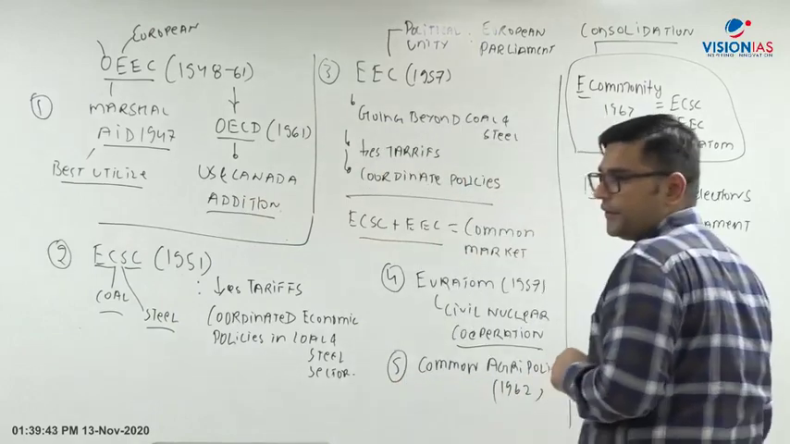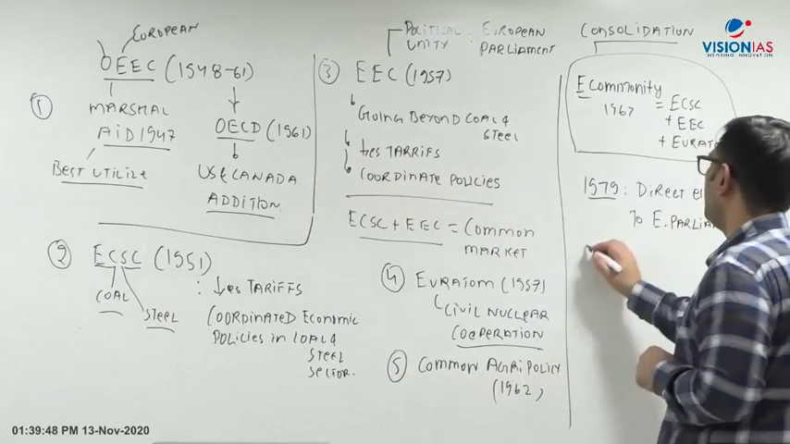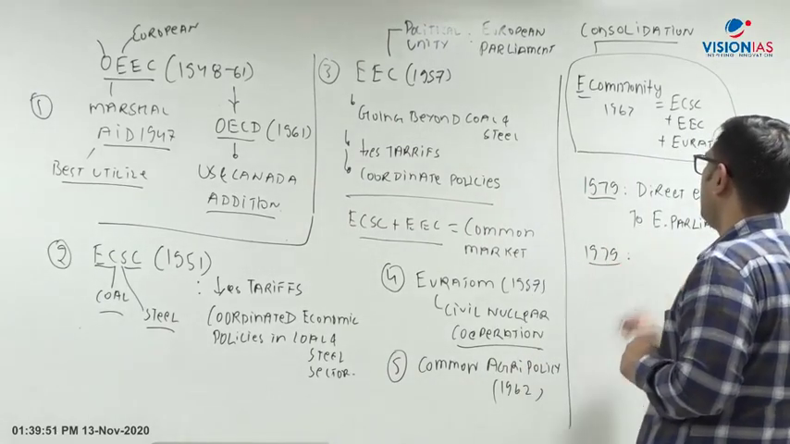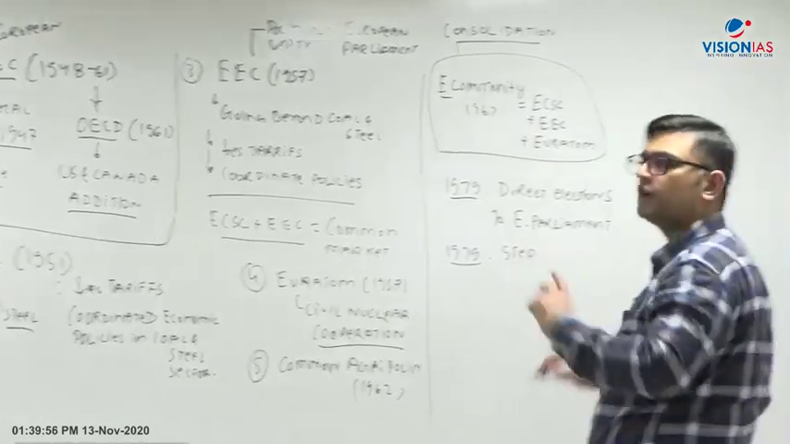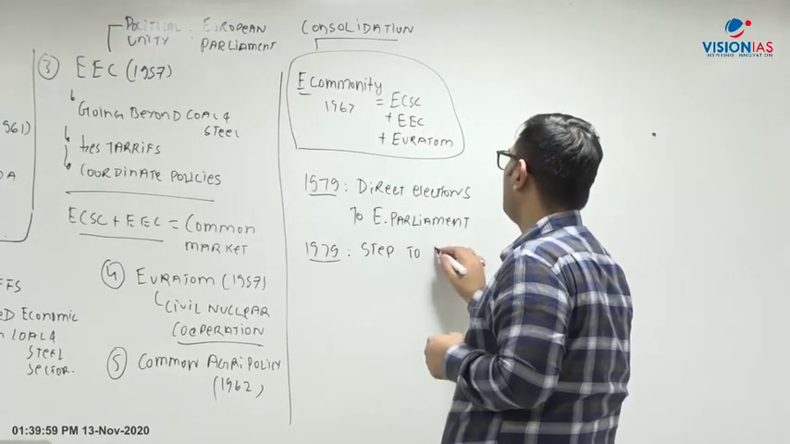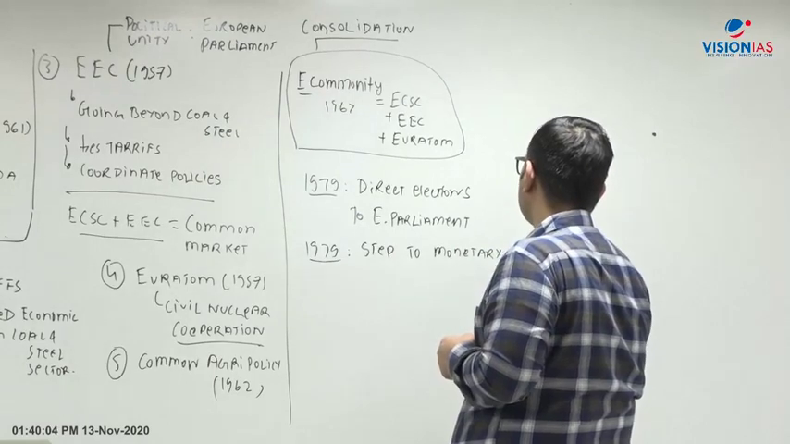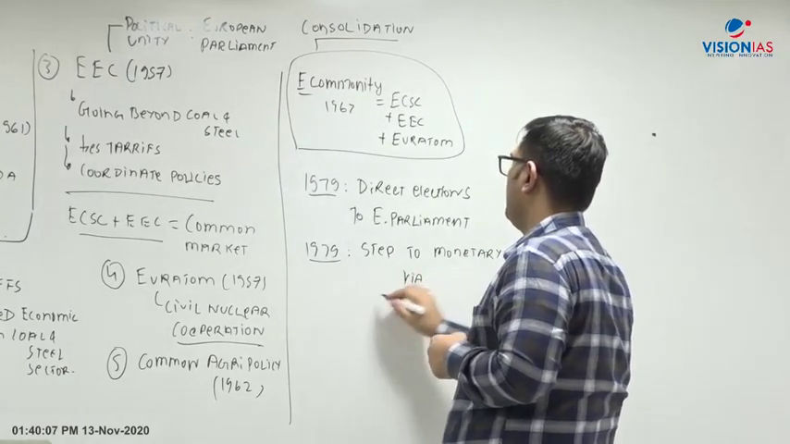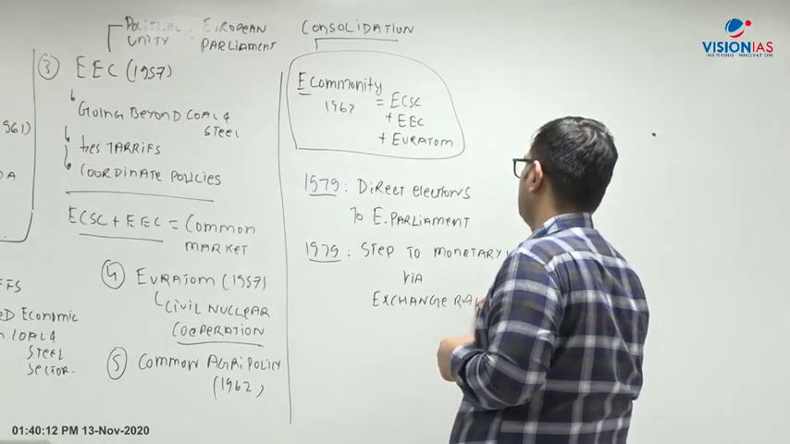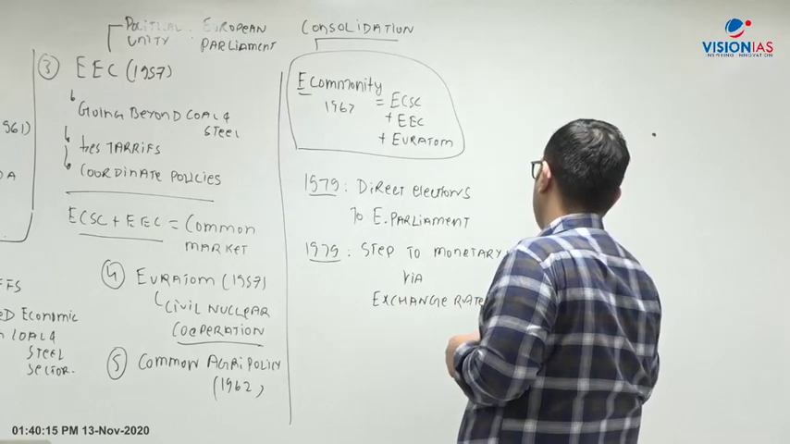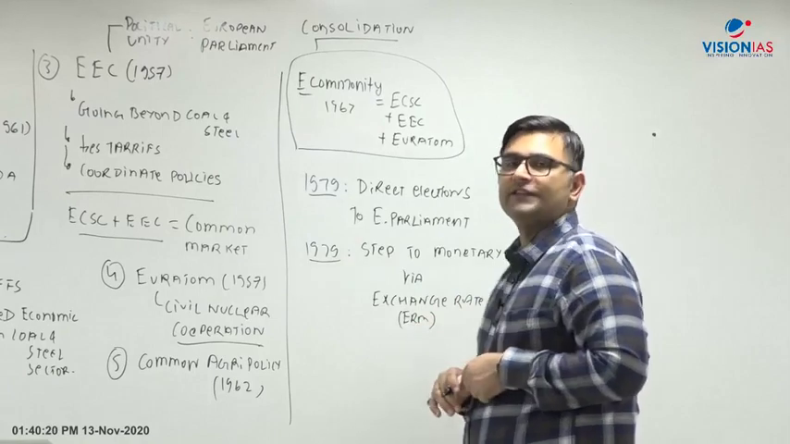After this is your ERM. Around the time of 1979 only, years are not important, another development takes place. Now they are moving towards monetary unity. Okay. A step towards monetary unity. So different kinds of unities. Step to monetary unity. अब ये कैसे होता है? This happens through ERM, exchange rate mechanism. इसको बोलते हैं ERM. Now what is this ERM?